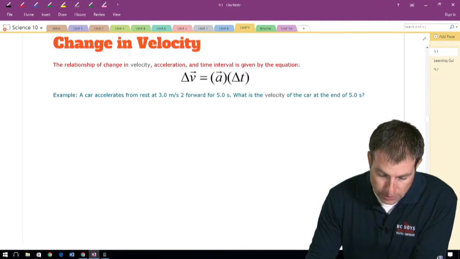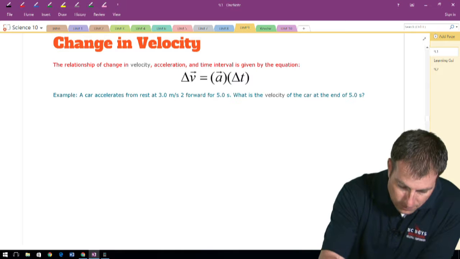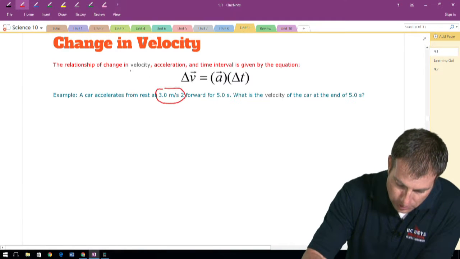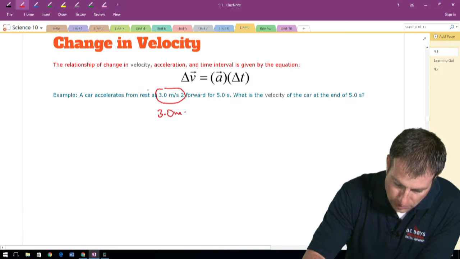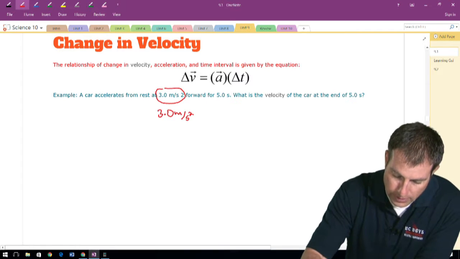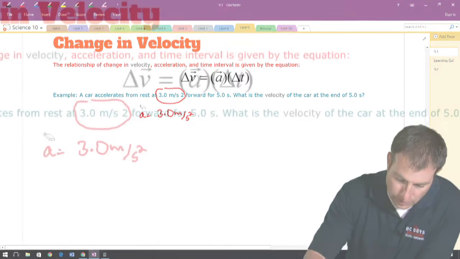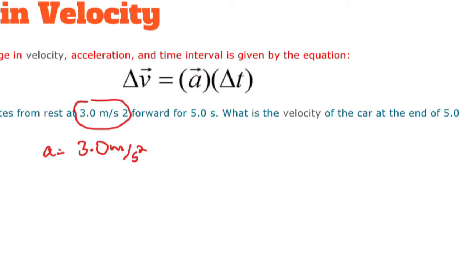A car accelerates from rest at 3.0 meters per second squared. That should read like this, 3.0 meters per second squared. And that is going to be our acceleration. So it's giving us an acceleration. We're also given a time. And the question's asking us, what is the velocity of the car?